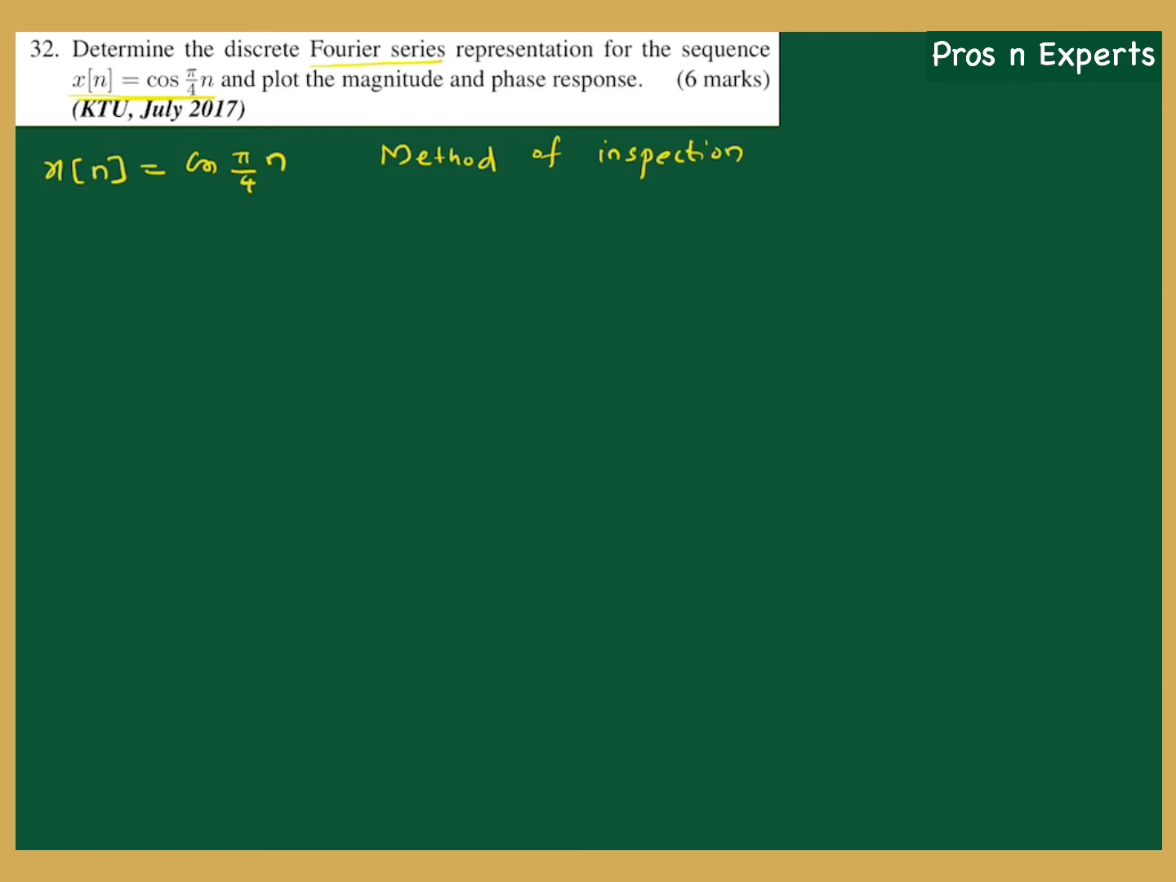Before that, let me start with finding the angular frequency of the signal. By inspection, omega 0 is pi by 4. And why I'm evaluating omega 0 is to get the time period of the signal, N equal to 2 pi by omega 0, which is 2 pi by pi by 4, which is equal to 8. So 8 samples is the time period of the signal x of n equal to cos pi by 4 n. Okay, you will need this, so keep it here, 8 samples.